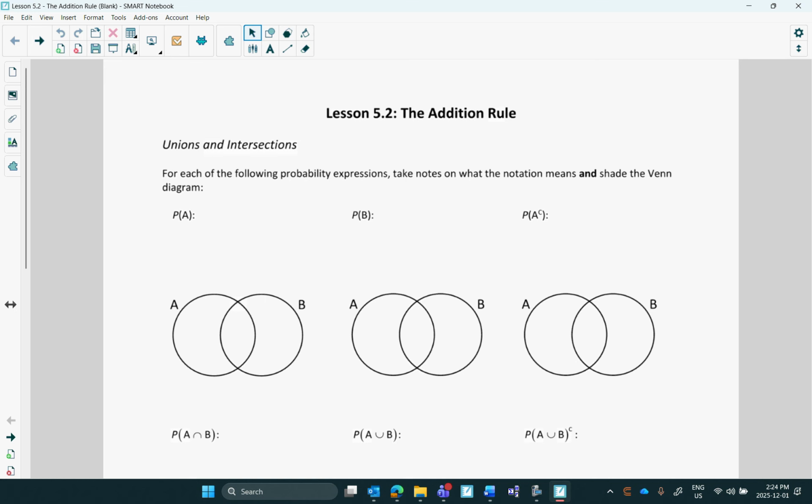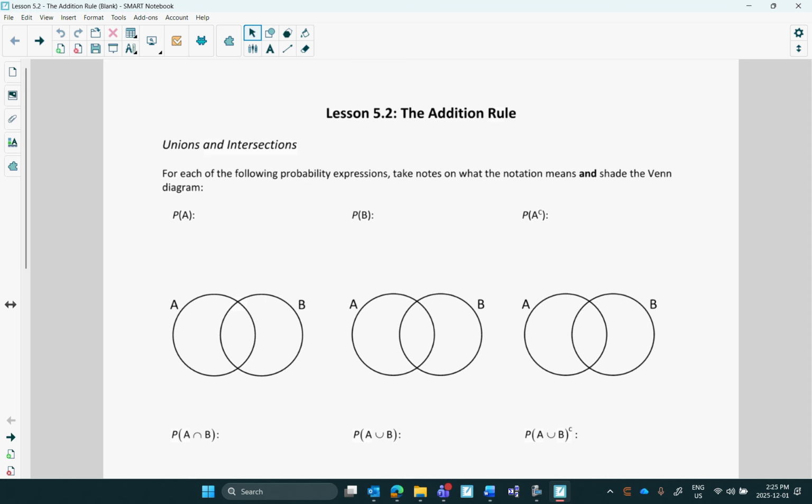One is with a Venn diagram, like you see here, where you have circles that usually overlap. They don't have to. Then we're going to look at a very simple table. And then we're going to look at something that we looked at earlier in the year, a two-way table. In all those situations, we can describe the addition rule for probability.